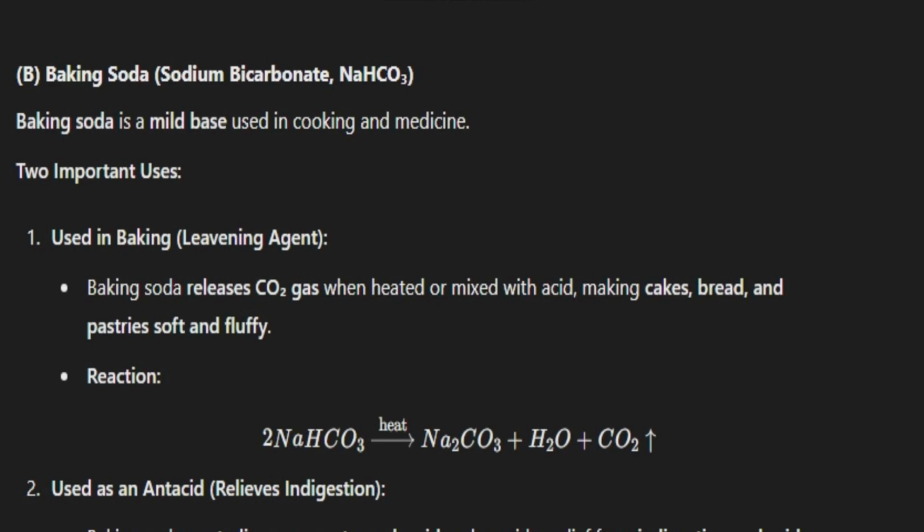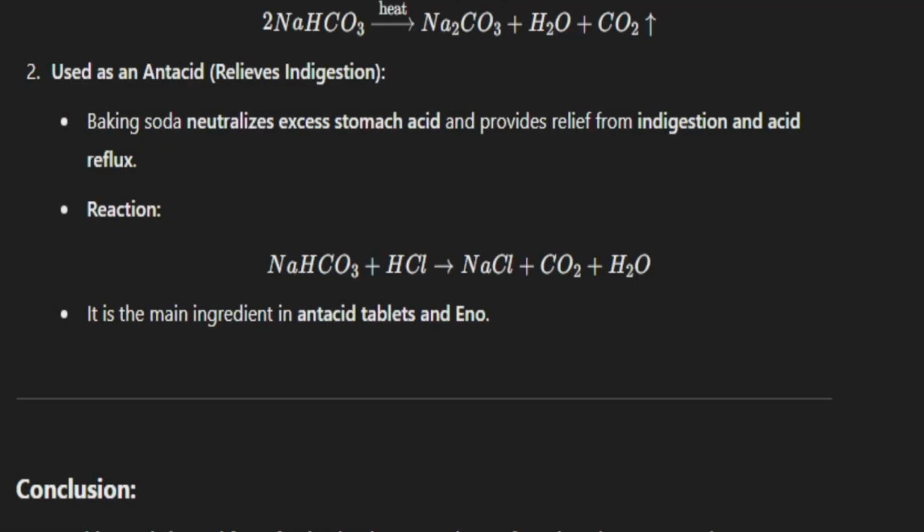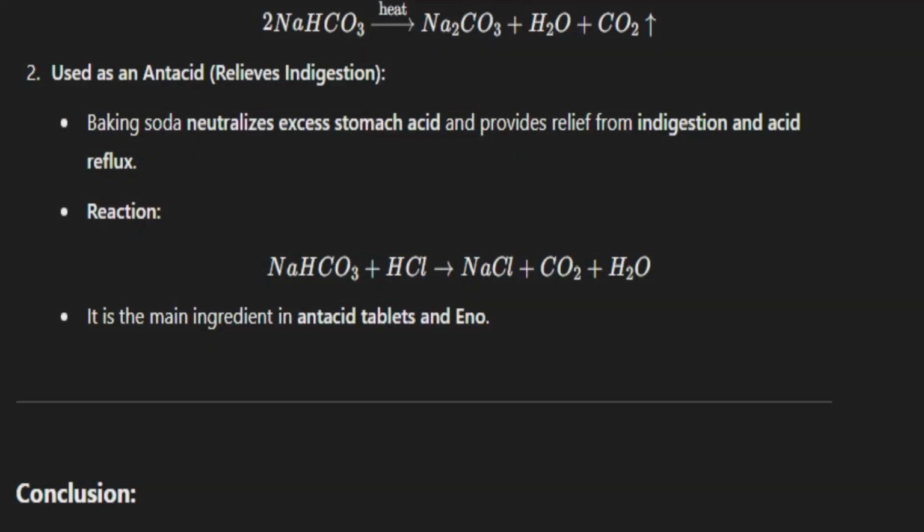2 important uses. 1. Used in baking, as a leavening agent. Baking soda releases CO2 gas when heated or mixed with acid, making cakes, bread, and pastries soft and fluffy. Reaction. 2NaHCO3 gives Na2CO3 plus H2O plus CO2. 2. Used as an antacid, relieves indigestion. Baking soda neutralizes excess stomach acid and provides relief from indigestion and acid reflux. Reaction. NaHCO3 plus HCl gives NaCl plus CO2 plus H2O. It is the main ingredient in antacid tablets and ENO.